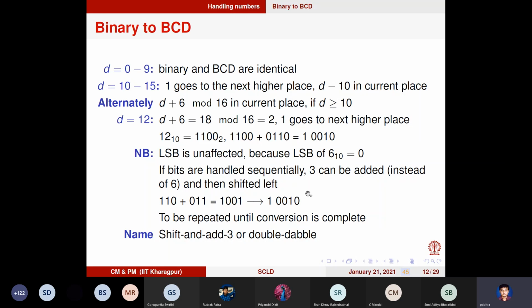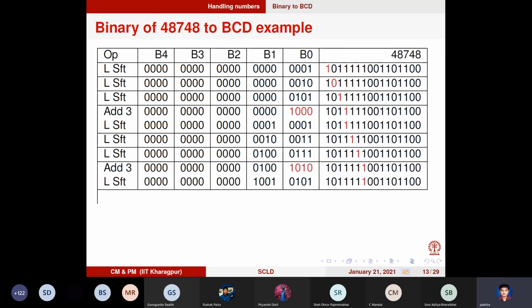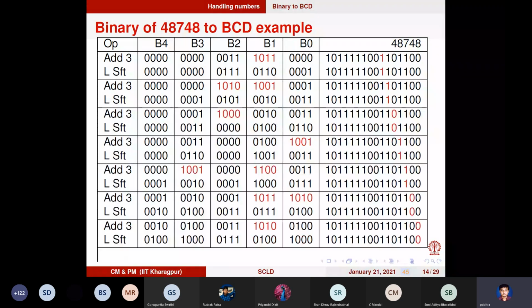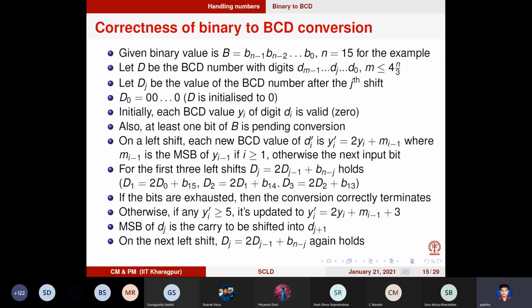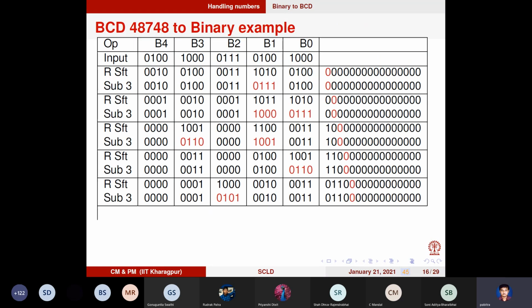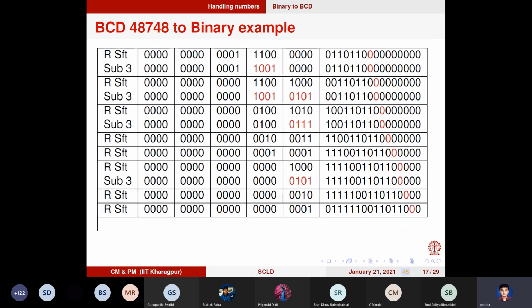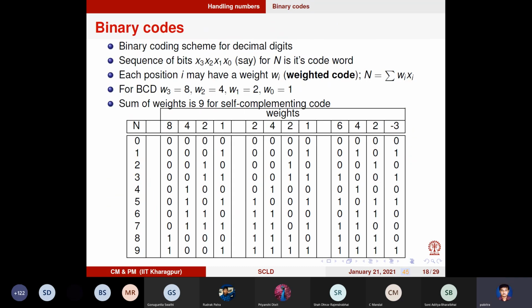Only shifting. I think it can be done in only shifting. So we'll not do that. It's a bit involved algorithm. We will maybe discuss it in the next class. But first let us complete this discussion. These examples we'll do later. Okay, let us complete this discussion on these different codes you can have.